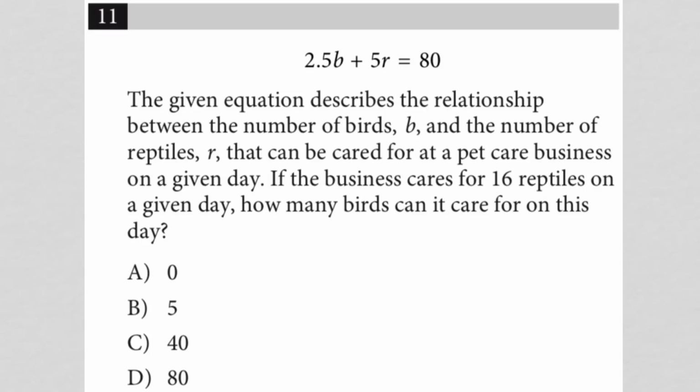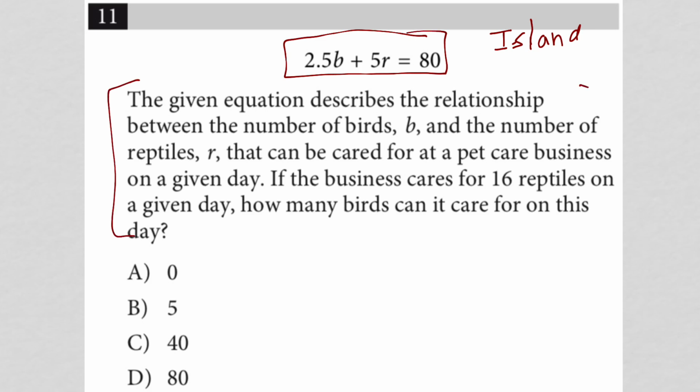So this question looks like an island question. By island, I mean that we have this equation here that is floating on top of the passage versus having an equation integrated into the passage. So this equation says 2.5b plus 5r equals 80. Usually whenever I have an island question, I immediately go and graph the equation or enter the equation into DESMOS.